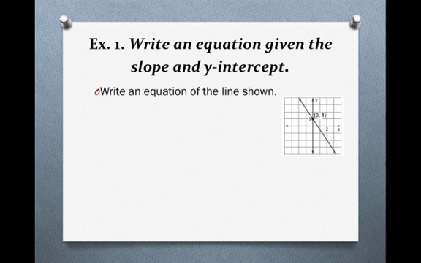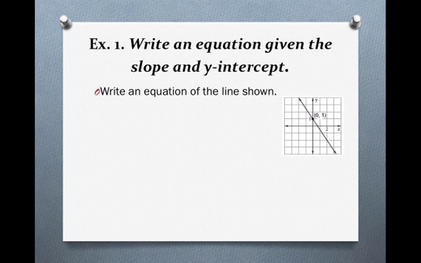Okay, your first example, you're going to write an equation given the slope and the y-intercept. And so you're told to write an equation of the line shown. Now, we could give you the slope, just tell you m equals whatever, and the y-intercept is whatever, or we can ask you to read that information from the line. And here, they do give you the coordinates for the y-intercept. It's 0, 1. And then you can get the slope by seeing how to get from 0, 1 to another point on the line.